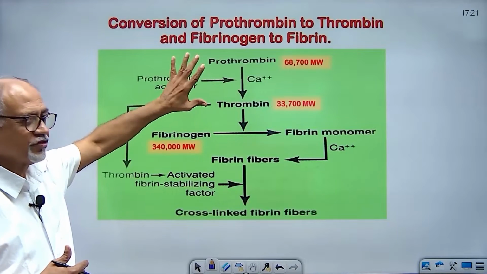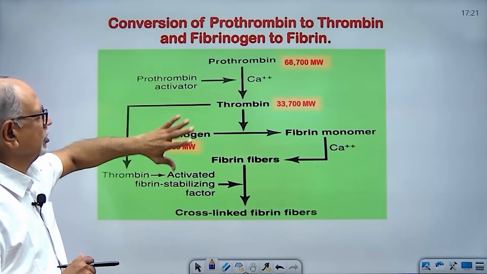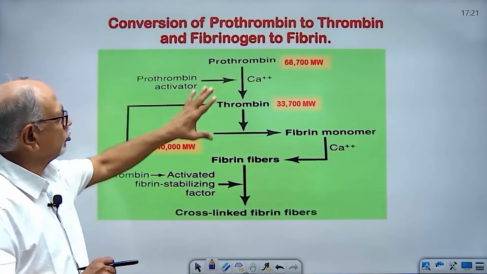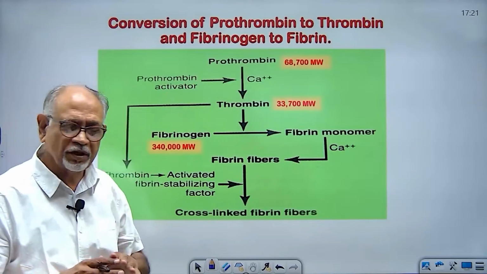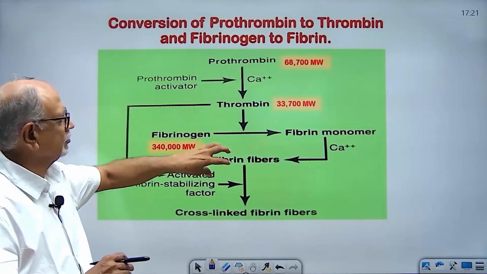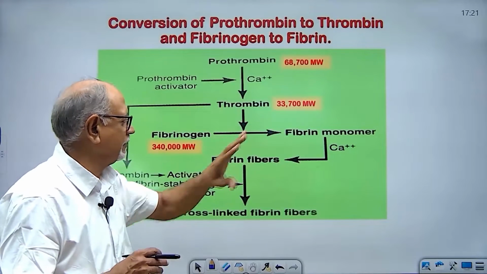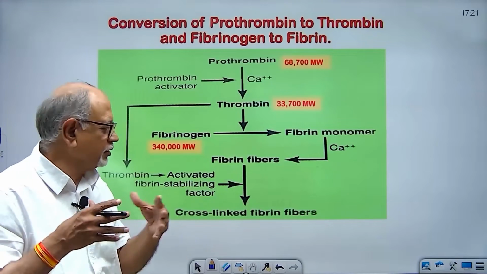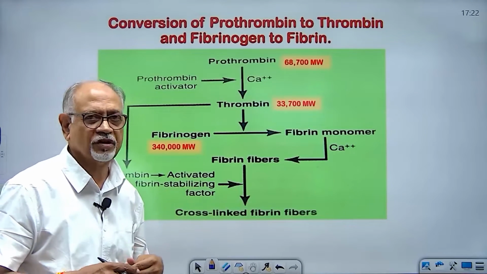Prothrombin is there in the blood, fibrinogen is there in the blood, the prothrombin is converted into thrombin, the thrombin converts fibrinogen into fibrin, the fibrin fibers make a meshwork and that forms a clot.